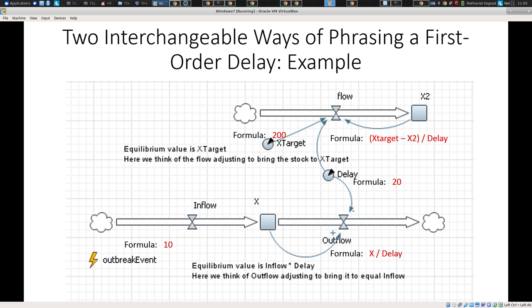Now if the target is below the stock, what will happen then? If the target is less than the value of the stock, what's going to happen? Yeah, the flow can be negative. So even if it's an inflow, it can reverse. It'll just tend back towards the target. It will go towards the target.